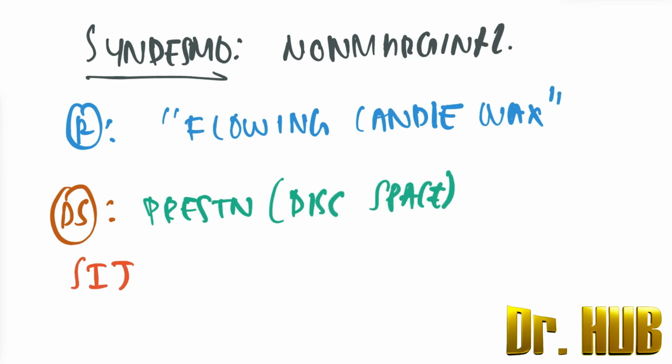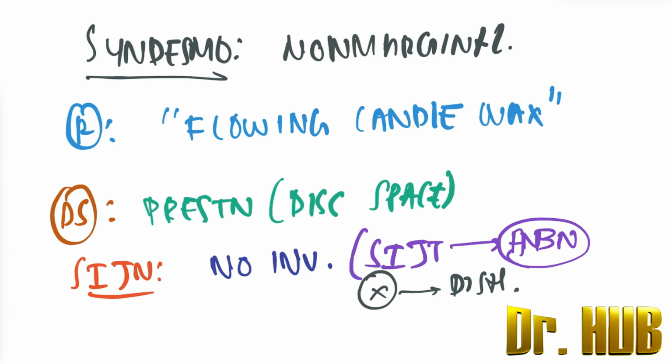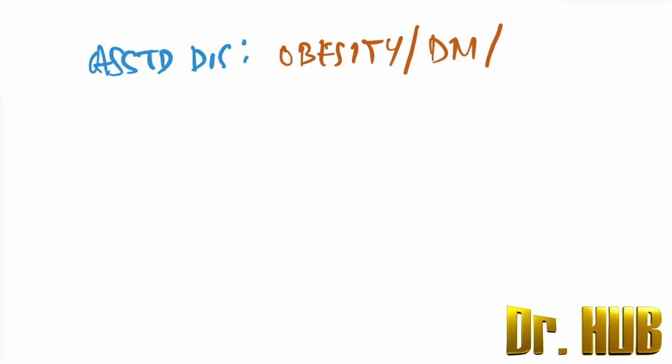And then we look at the SI joint involvement. There is no SI joint involvement, and SI joint abnormality generally excludes the diagnosis of DISH. Next we look at the associated disease. In ankylosing spondylitis, it was iritis, uveitis, ulcerative colitis, that is some autoimmune conditions, whereas in this case it is going to be obesity, DM standing for diabetes mellitus, as well as hypervitaminosis.